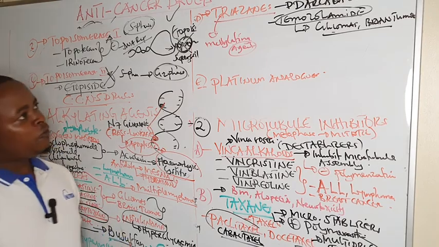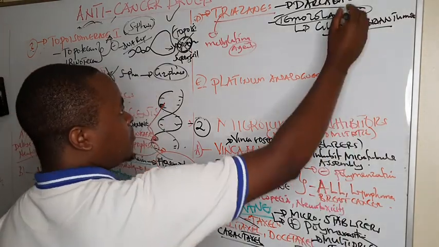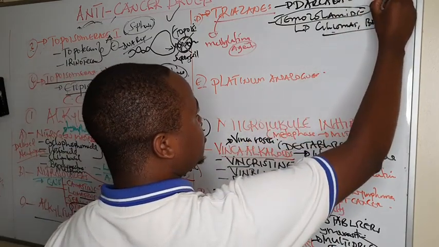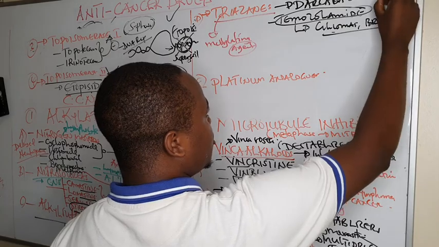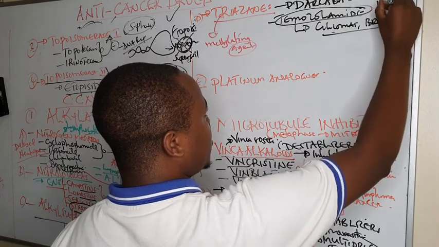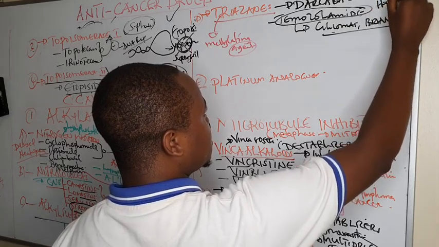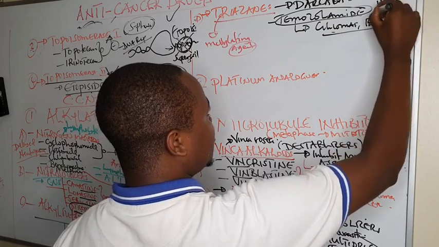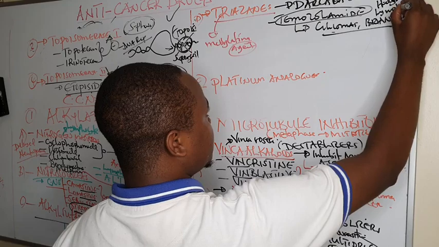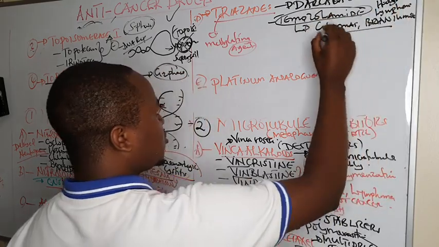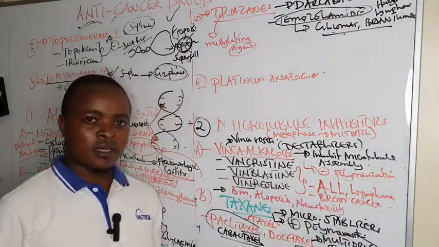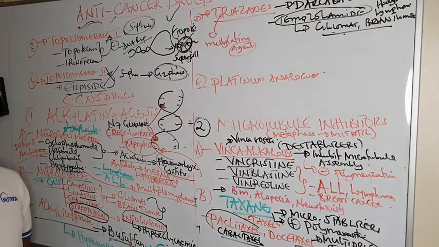So dacarbazine can be used in treatment of conditions like Hodgkin's lymphoma, but temozolomide is used for treatment of gliomas and brain tumors.